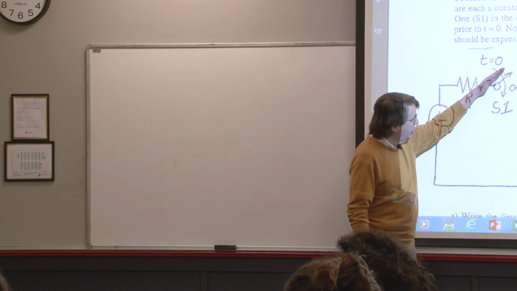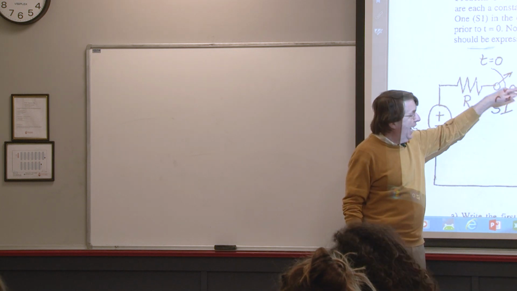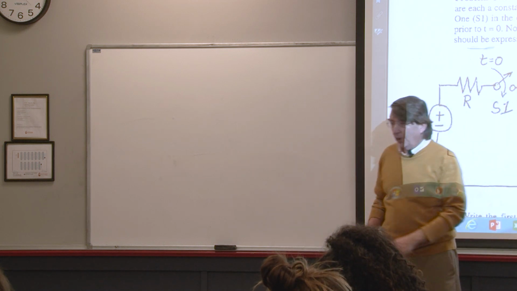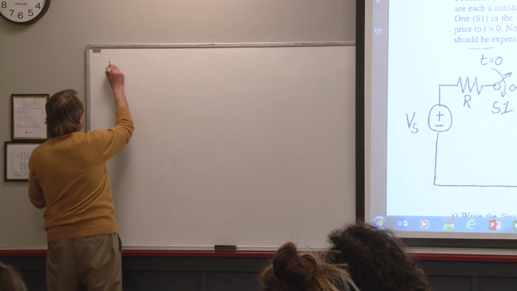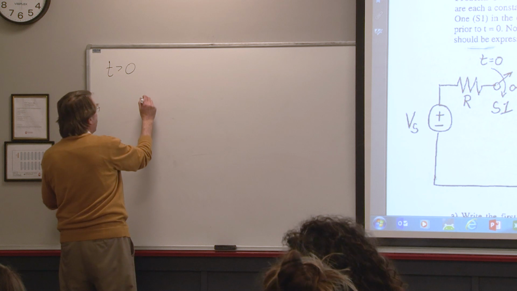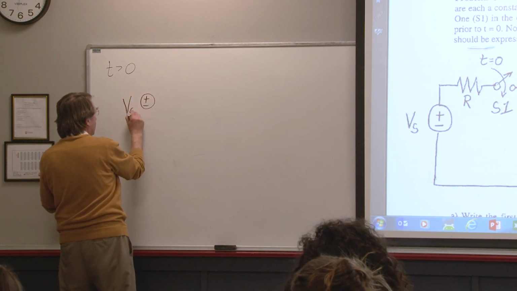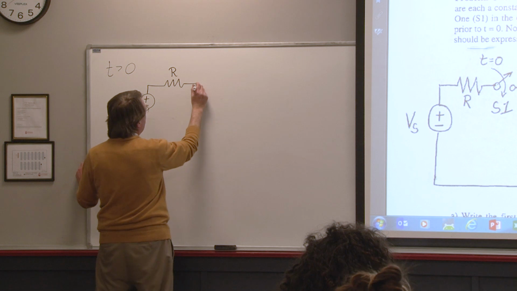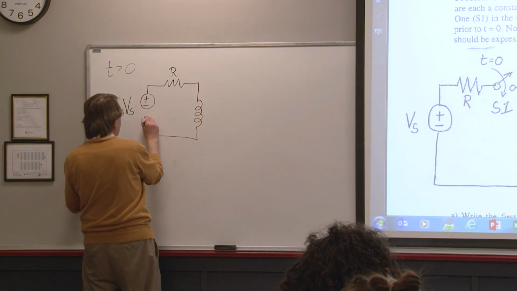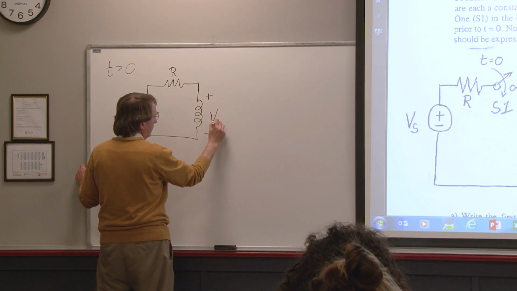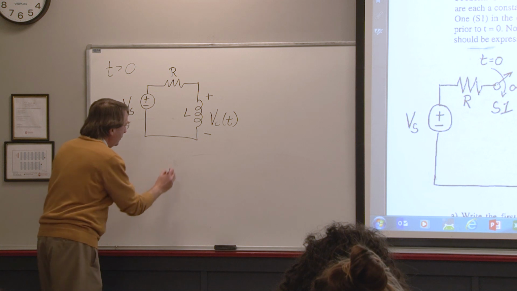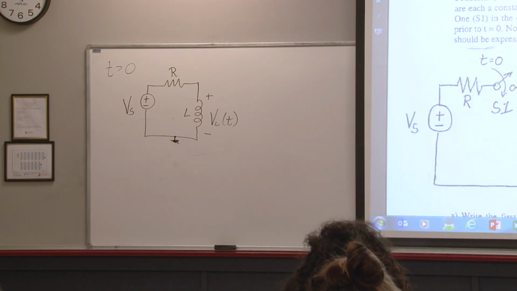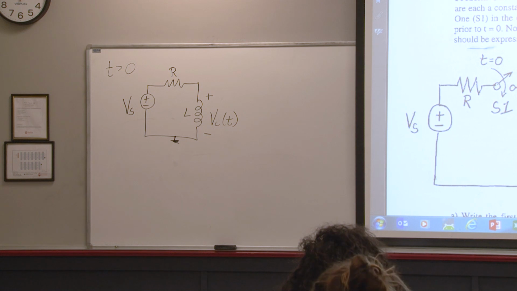For t greater than 0, do you and I agree switch 1 is closed and switch 2 is open? So if switch 2 is open, everything here is gone. So what I have for t greater than 0 is this circuit. And I now want to get V sub L of t.